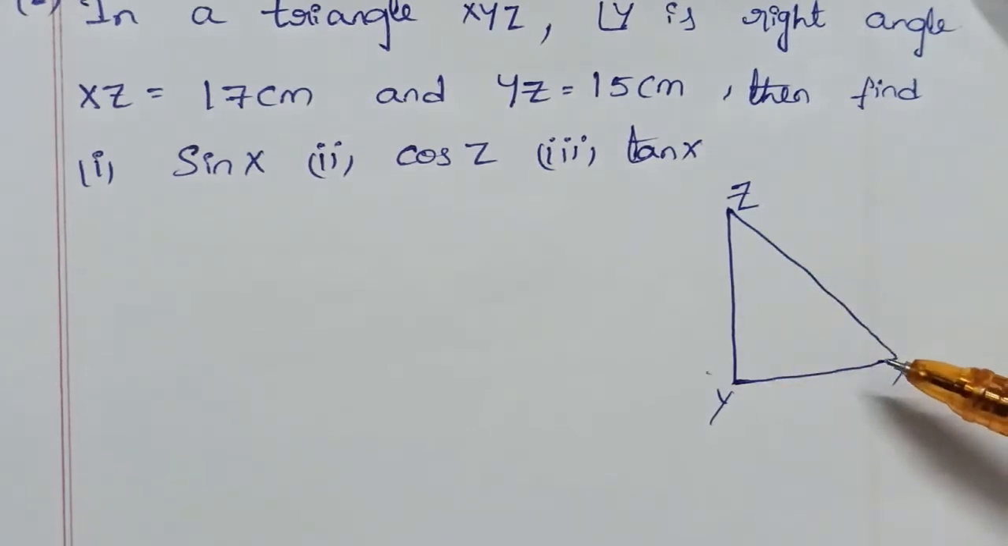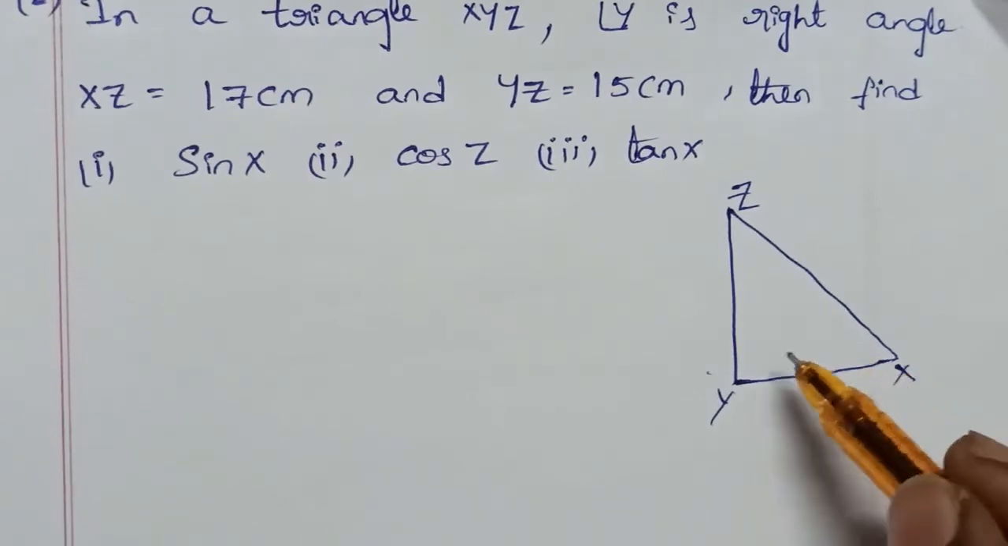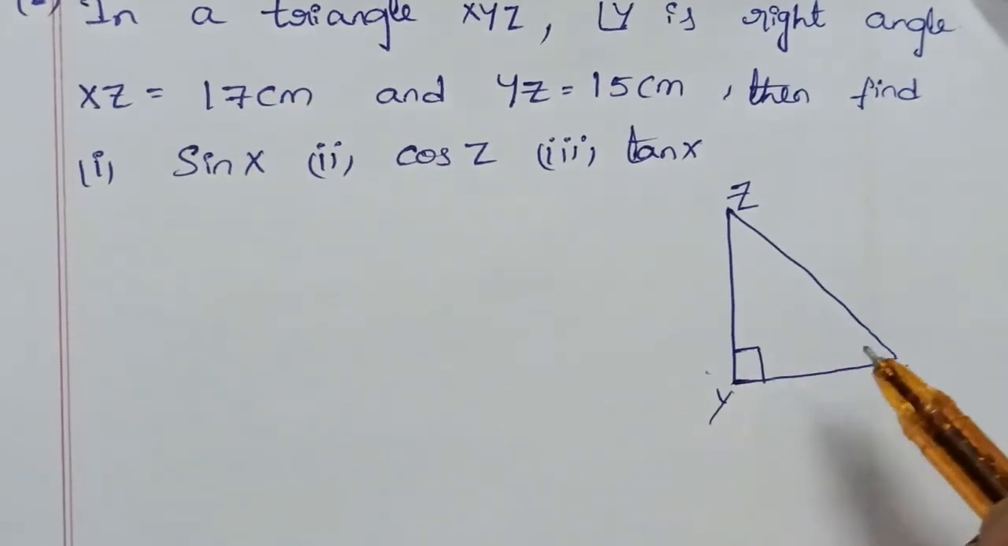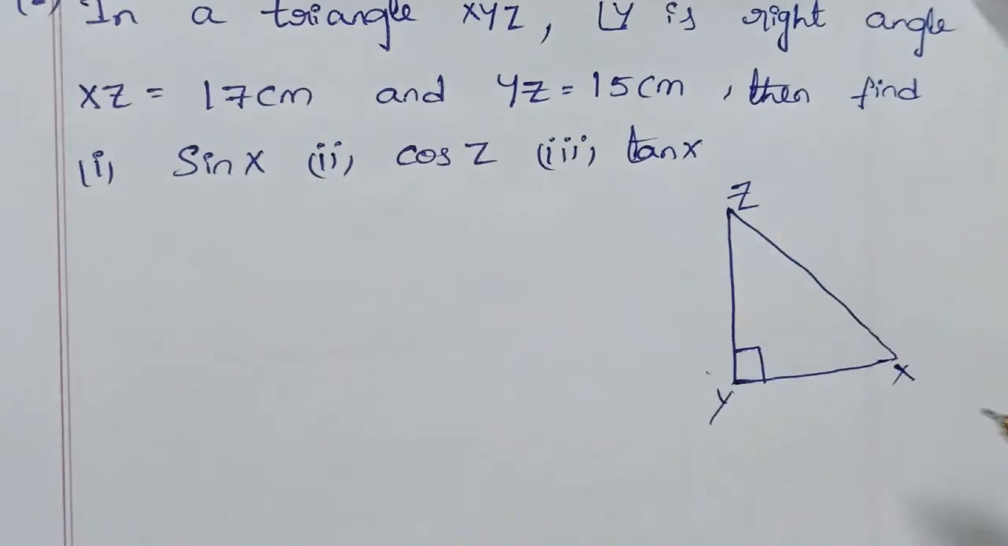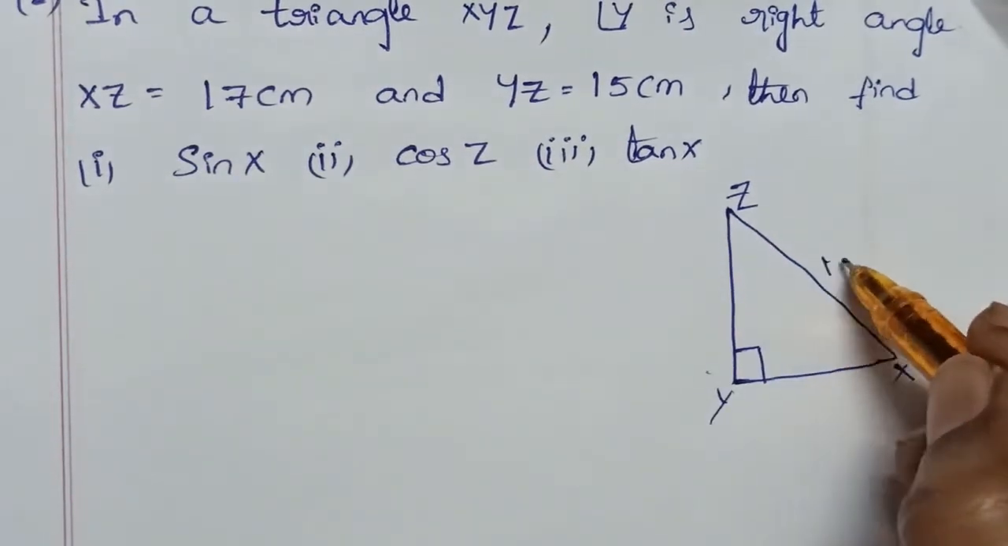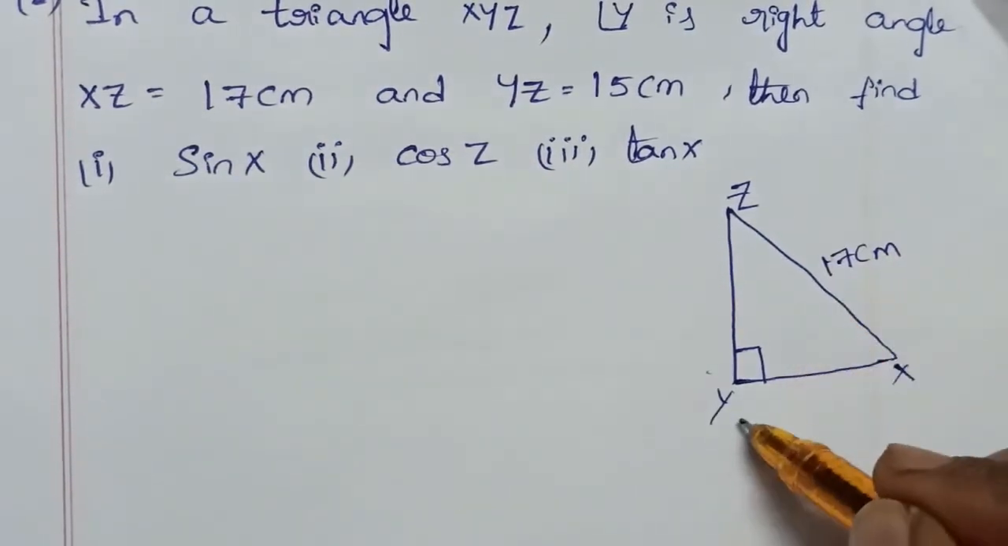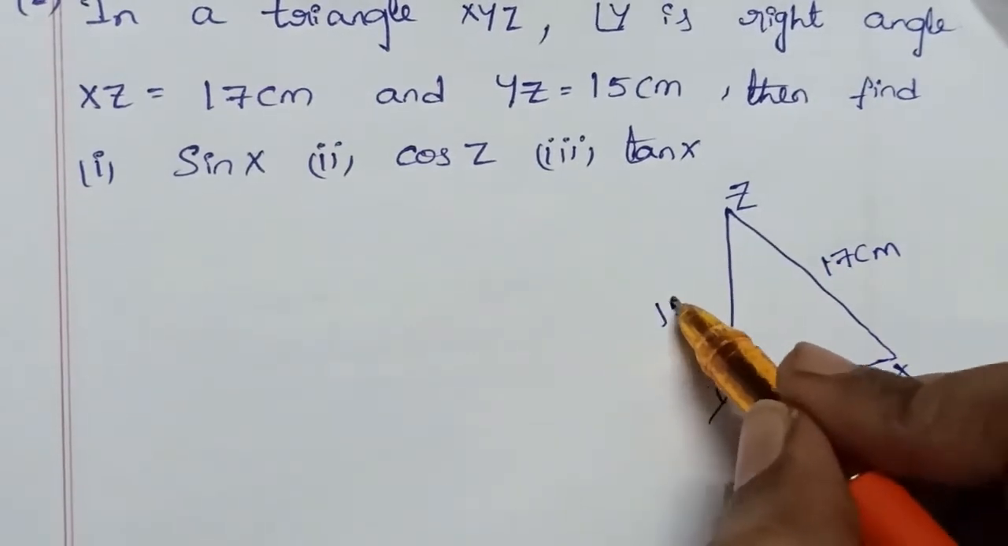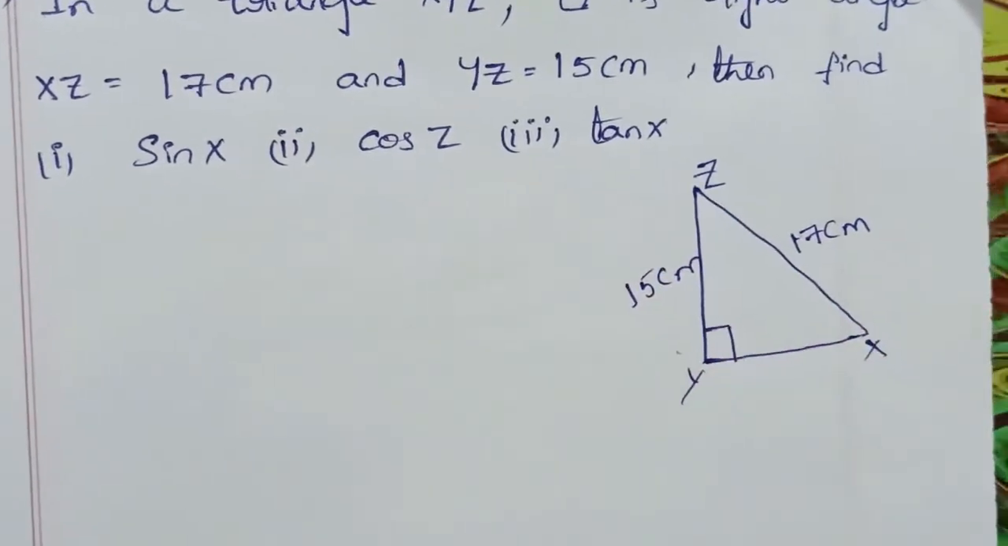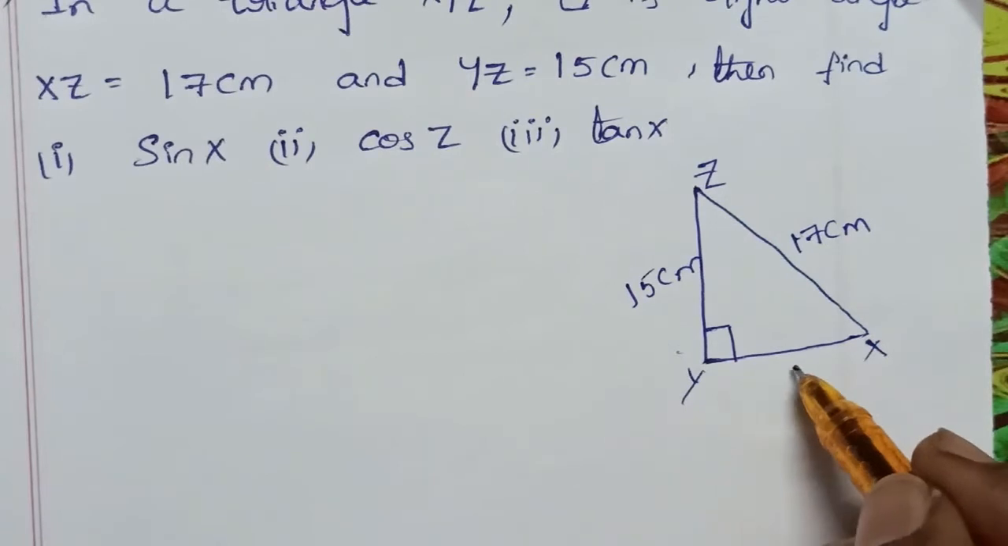This is the triangle XYZ. Here Y is the right angle, and XZ length is 17 centimeters and YZ length is 15 centimeters. Now we find the length of XY.